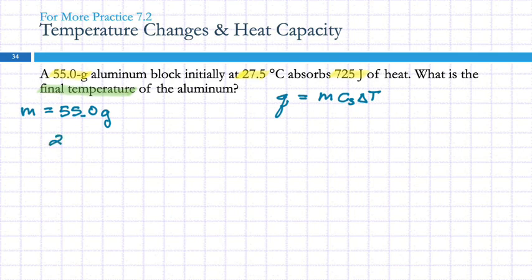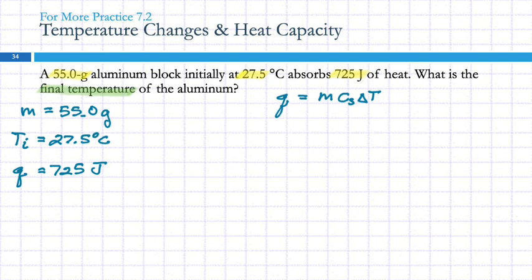I have a temperature, 27.5 degrees Celsius. Well, that's not the changing temperature, is it? What is it? The initial temperature. It helps that they use the word initially. Absorbs 725 joules of heat. So 725 joules, that is going to be our Q. If it's absorbing energy, is that positive or negative? If my wallet absorbs money, it's positive, right? Okay.